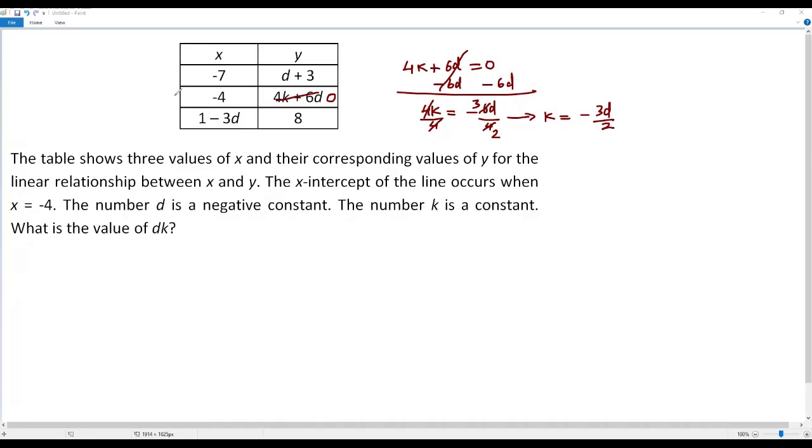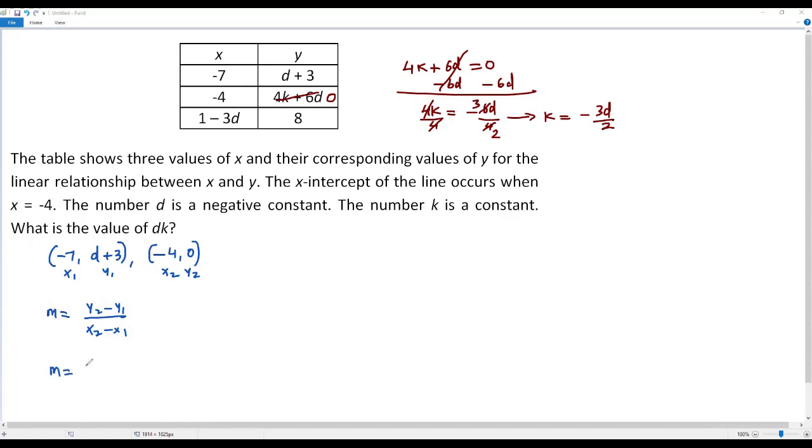Okay, now let me get the slope of the line using the first 2 points in the table. Let me write the first 2 points: -7 comma d + 3, and the second point is -4 comma 0. I take the first point as x1, y1 and the second point as x2, y2. When we have 2 points on a line, there is a formula to get the slope, that is m equals (y2 - y1) divided by (x2 - x1).